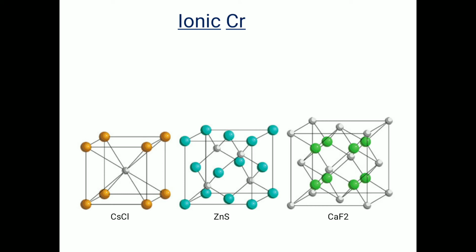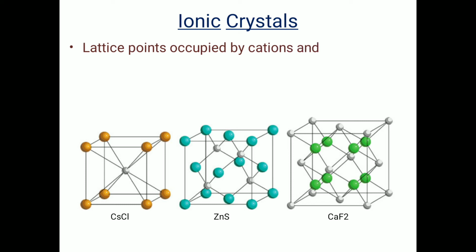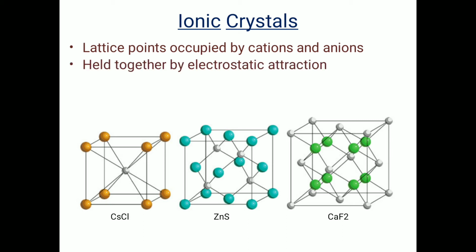All right. So what are these ionic crystals? Look at the lattice points. What are these lattice points? I will tell you in a future class. For now, remember them as the areas or the positions of particles. Lattice points are occupied by cations and anions. In ionic crystals, the constituent particles are cations and anions. They are held together by electrostatic attraction, or ionic bond.